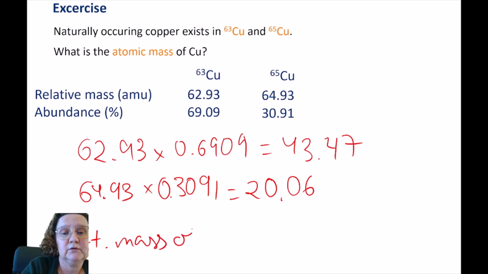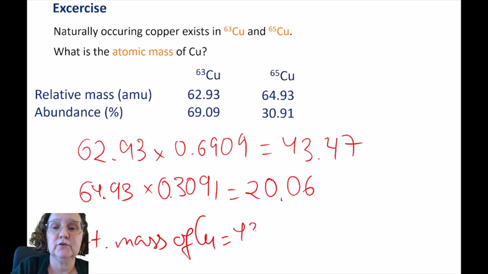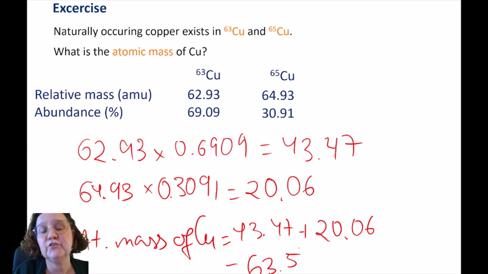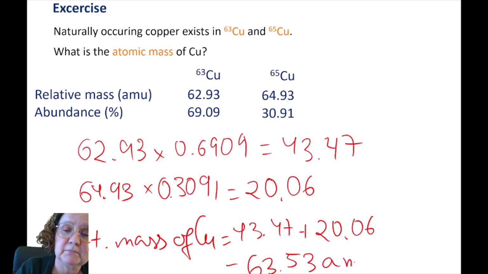So the atomic mass of the element copper would be 43.47 plus 20.06, which is approximately, depending on how many decimal places you have kept, 63.53 atomic mass units.